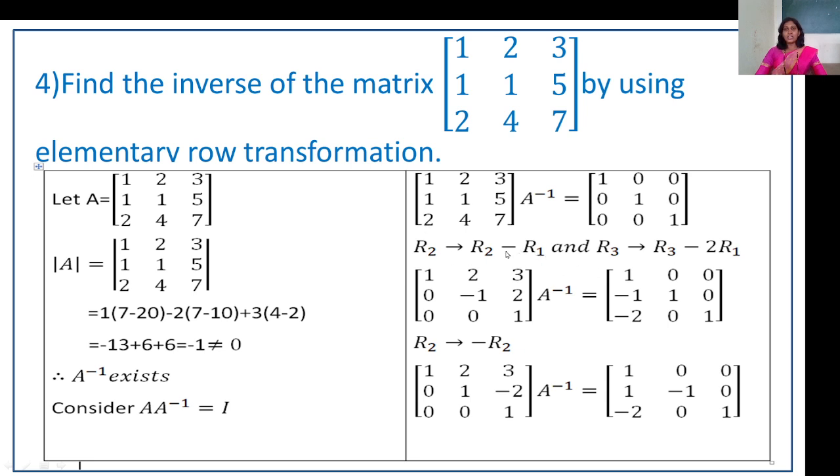Now for that we apply two row transformations at a time, that is R2 gives R2 minus R1 and R3 gives R3 minus 2R1. We get 0 minus 1 2, 0 0 1 and here minus 1 1 0, minus 2 0 1. Now here is minus 1, so we multiply by a minus sign the second row. So R2 gives minus R2. First row and third row are kept as they are, and we multiply the second row by minus, so we change its sign.